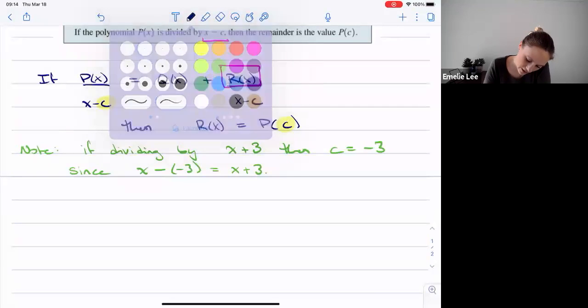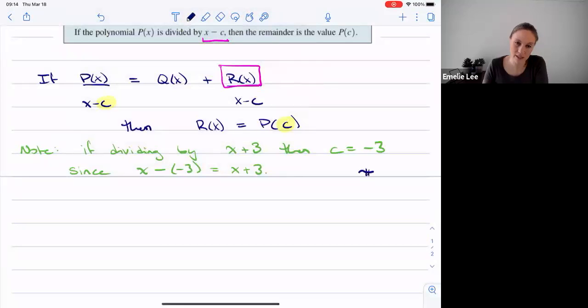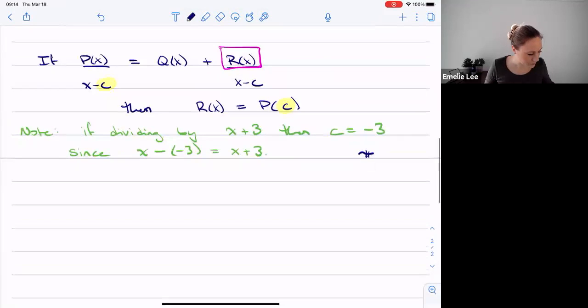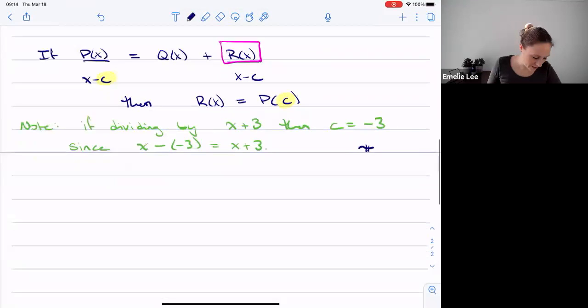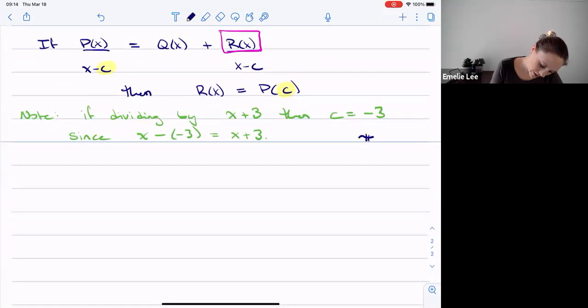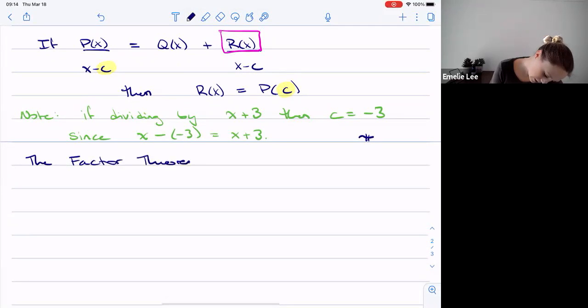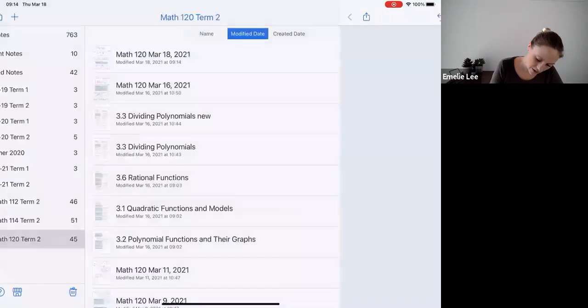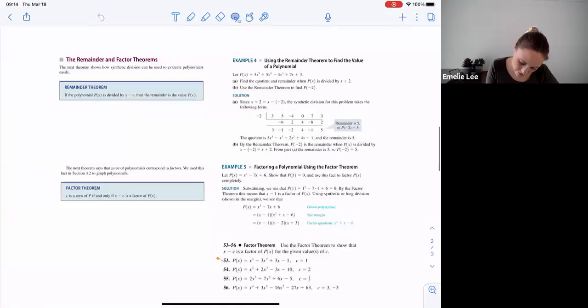So, new today, I want to get into the factor theorem. The factor theorem works back into the remainder theorem, so that's why I'm skipping to it. Okay, the factor theorem is this. Let's see here. Where is it?